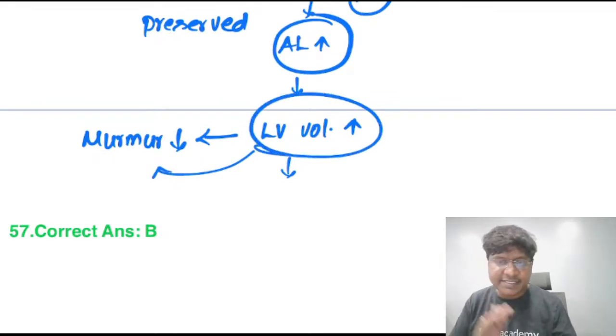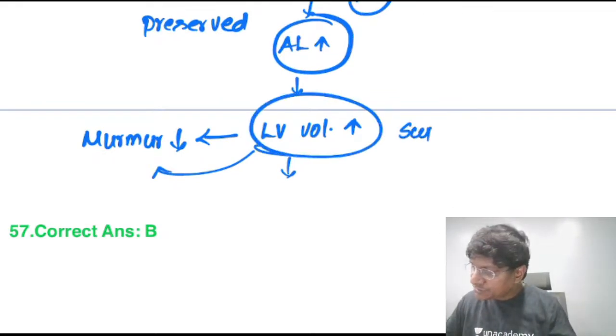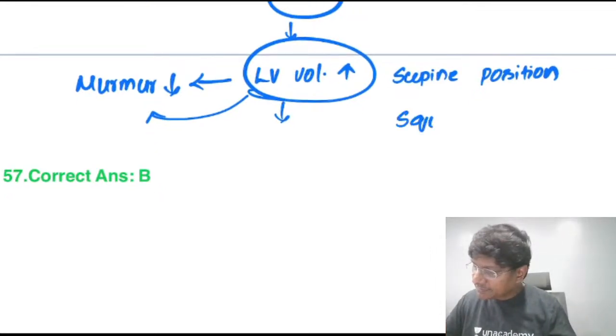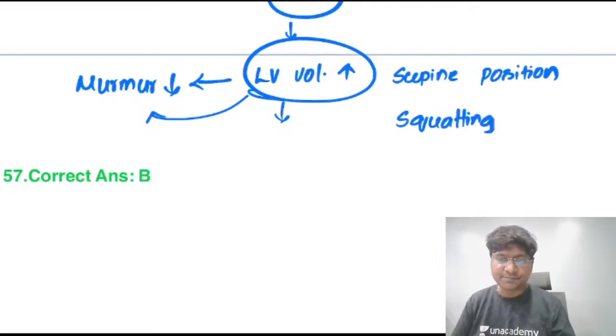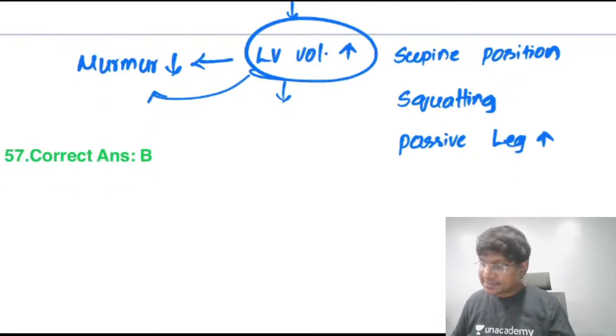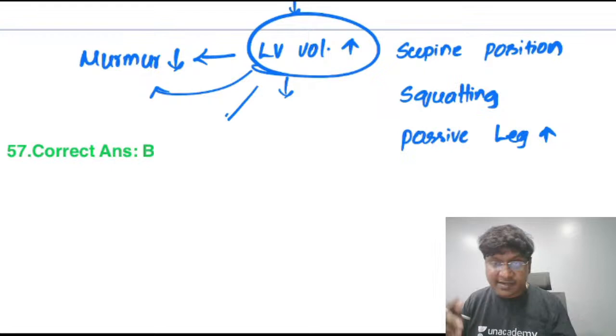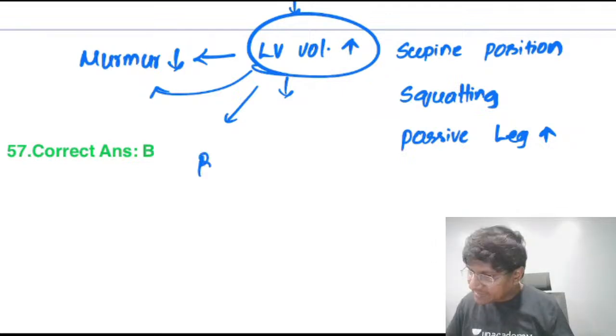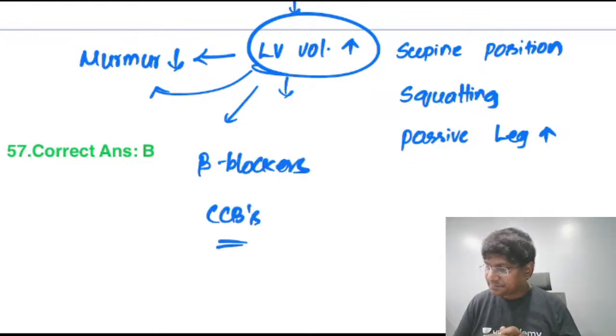All the conditions which increase the LV volume, like supine position, where the LV volume can increase and thereby the murmur will decrease. Then squatting position, passive leg raising, then sustained hand grip. And what are the drugs which can reduce the contractility and thereby increase LV volume? That is the beta blockers, then the calcium channel blockers. So these are the conditions where the murmur of HOCM decreases.